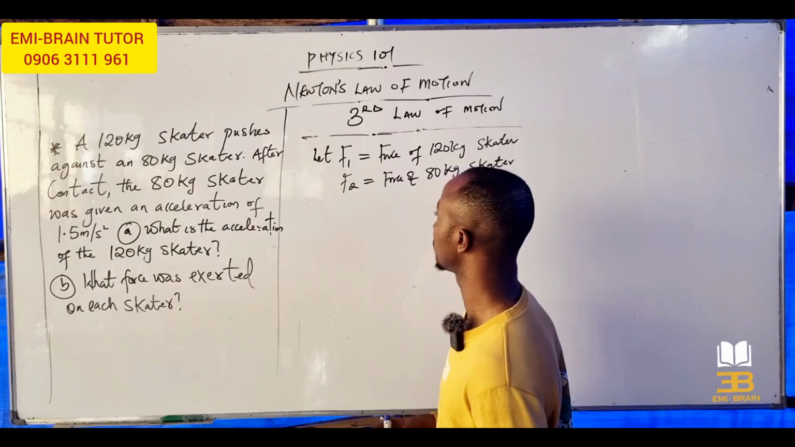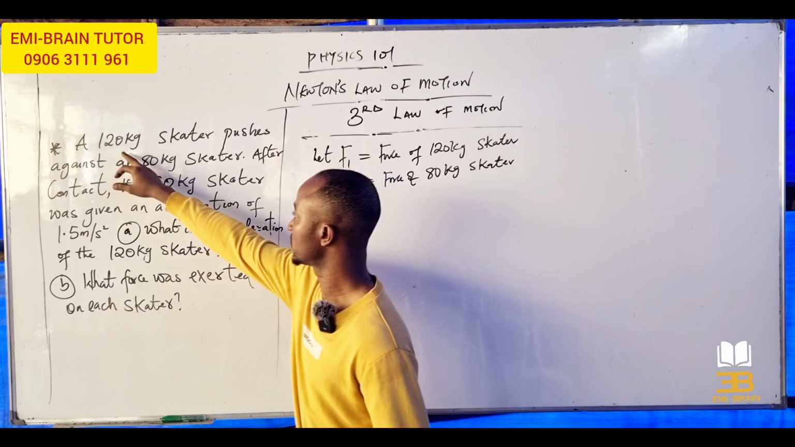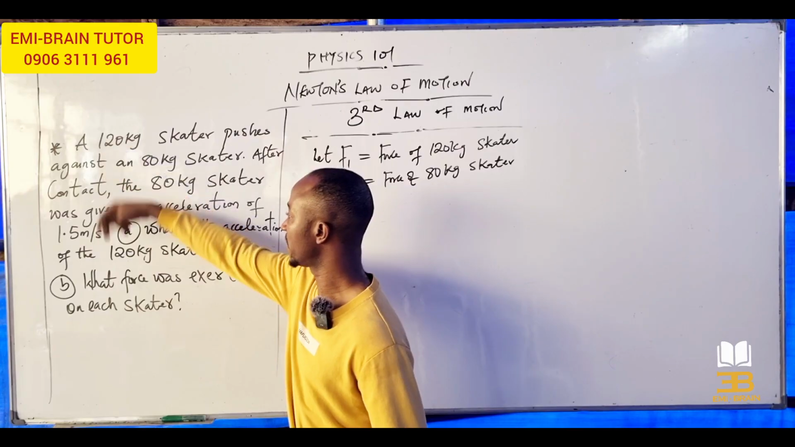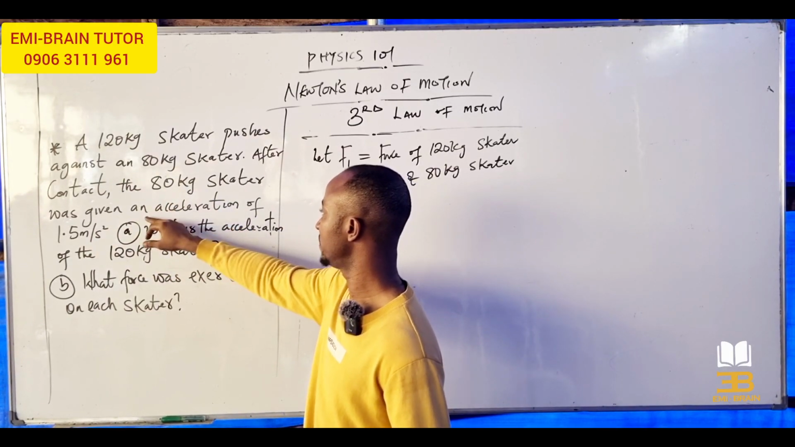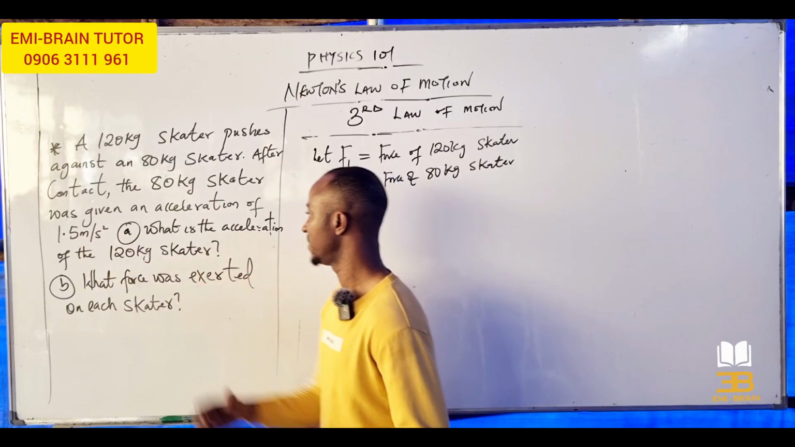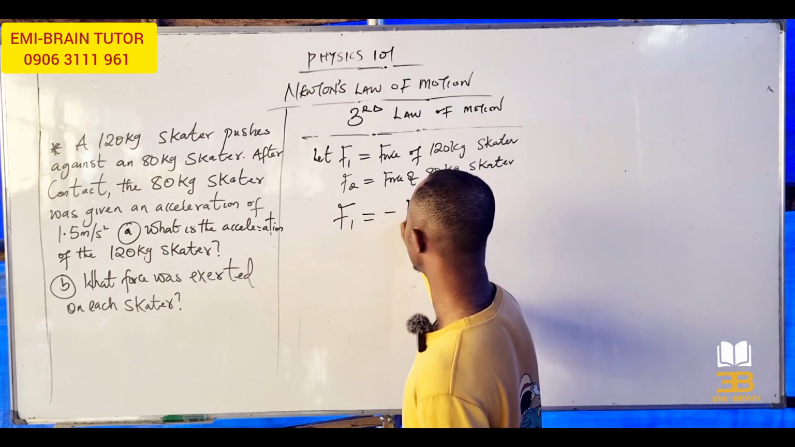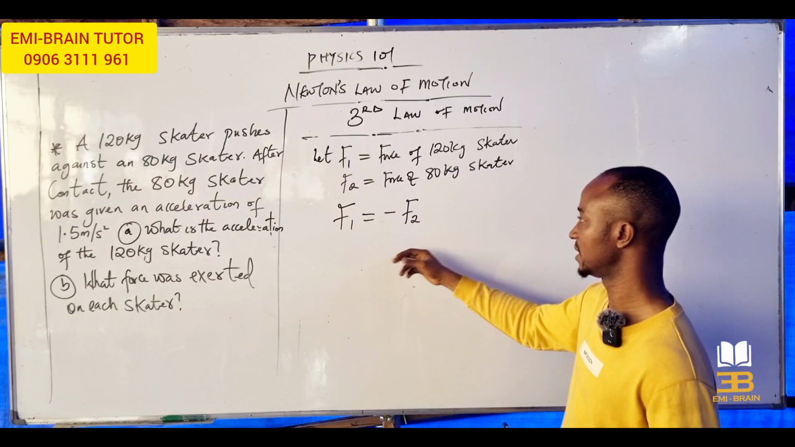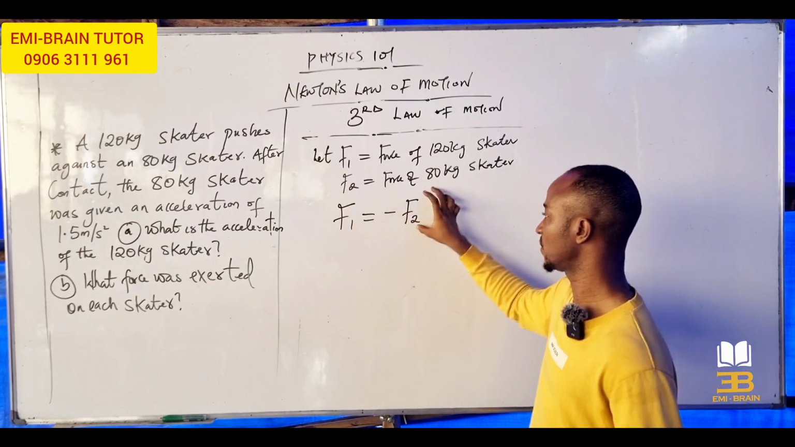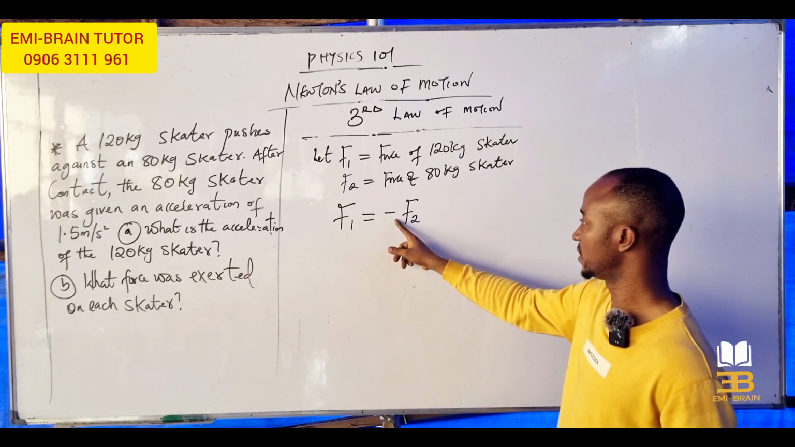Since we are told that action and reaction are equal but opposite, the action was done by the 120. The reaction was experienced by the 80 kilogram skater, because this 80 kilogram skater was given an acceleration of 1.5 meter per second squared. So I'm going to say that my F1 is equal to minus F2. Action and reaction are equal but opposite. Equal means F1 is equal to F2, but they have to move in different directions, which is this negative sign.